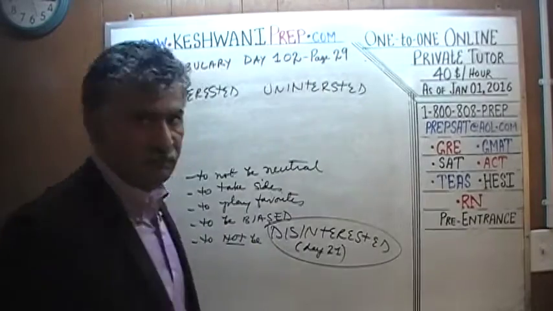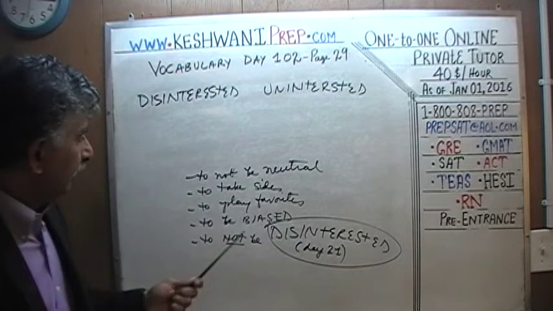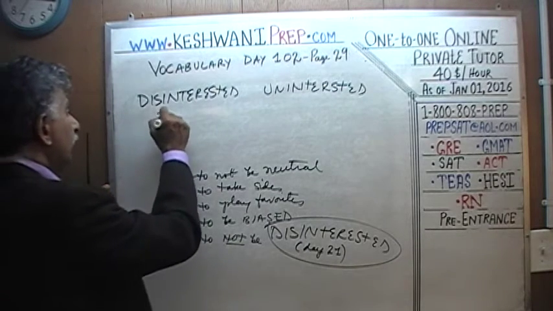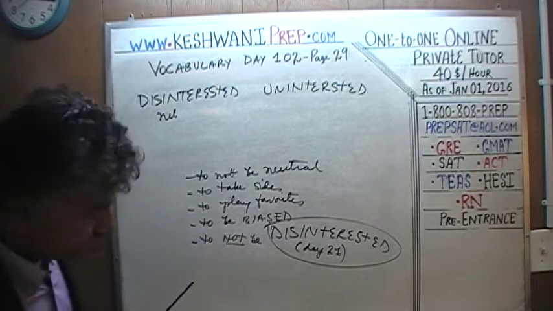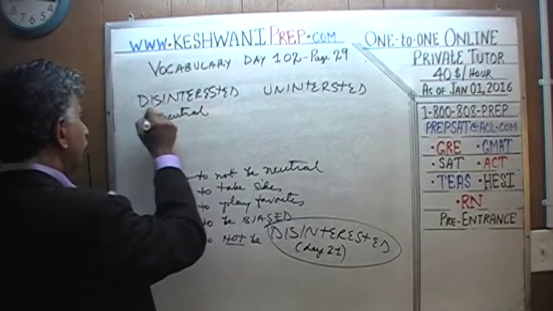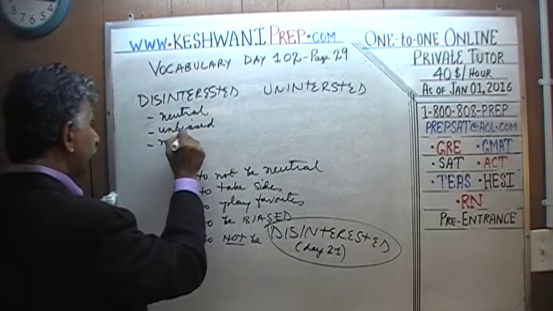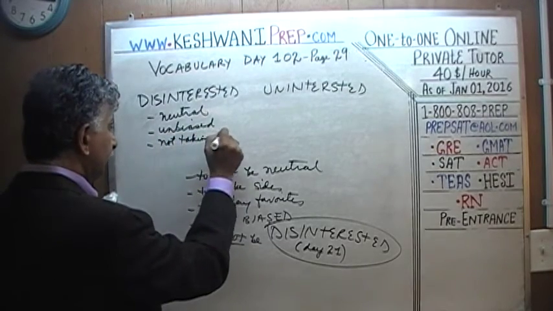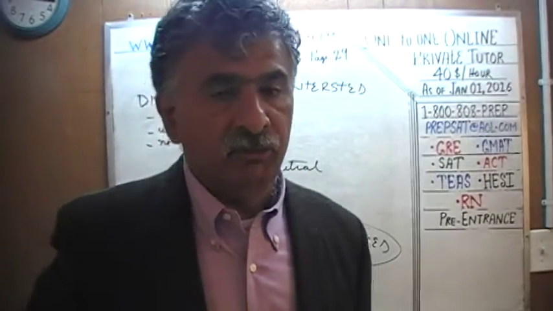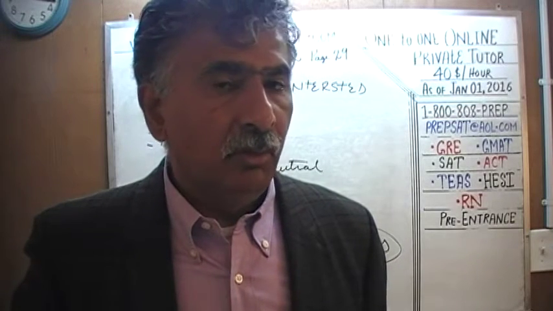Uninterested means you're not interested in something. If a person is described as disinterested, that person is neutral. Disinterested means neutral, unbiased, not taking sides. The referee was disinterested. Of course he was disinterested. That is his job. It is his job to be disinterested on the field.